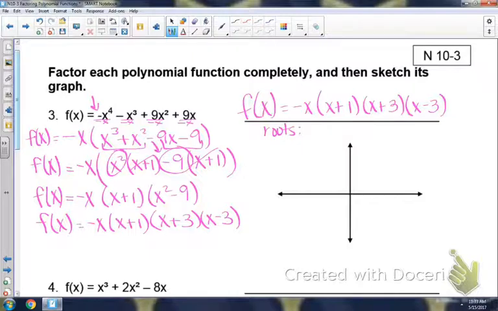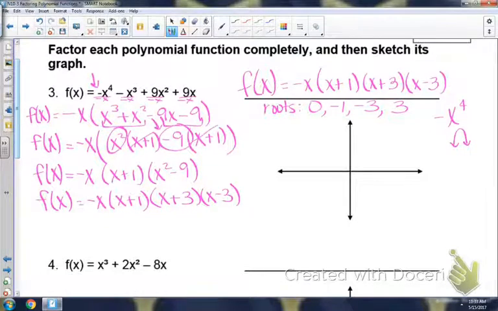Okay, roots. We talked about on 10.1, if we have a factor of x, the root is 0. X plus 1 would have a root at negative 1. X plus 3 would be negative 3. And x minus 3 would be positive 3. So there's a total of 4. And notice in front it's negative. So overall it should be opening down.